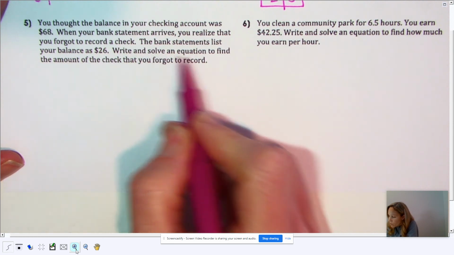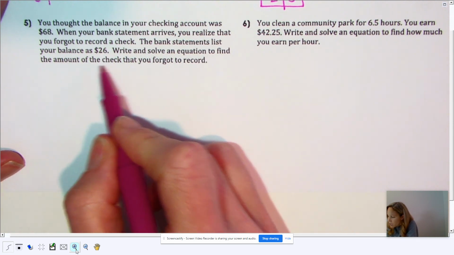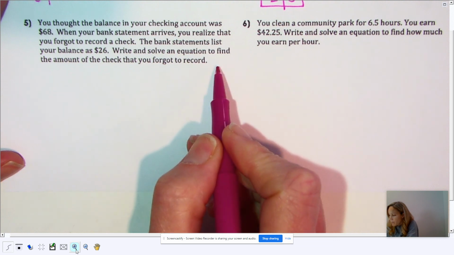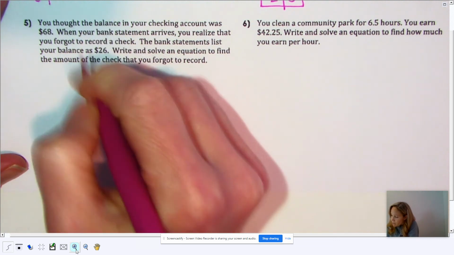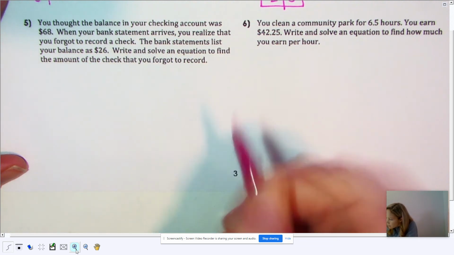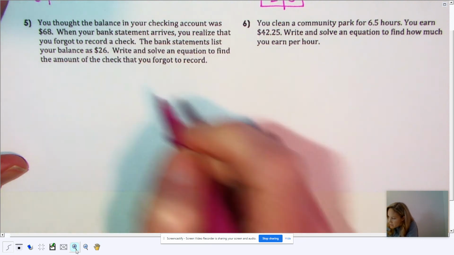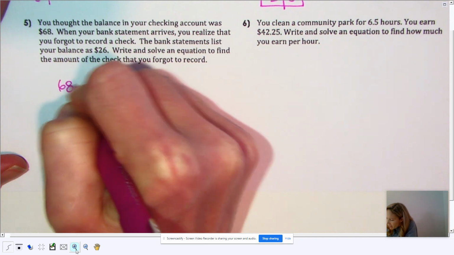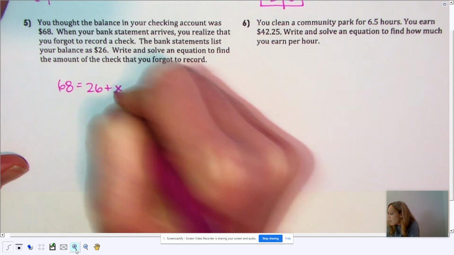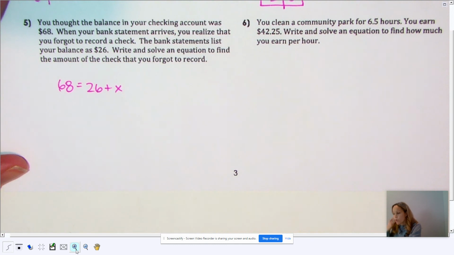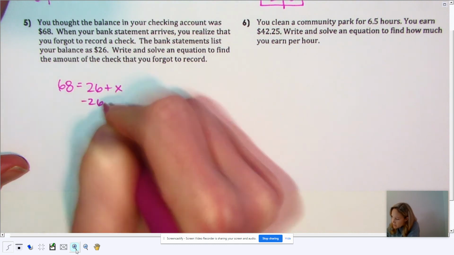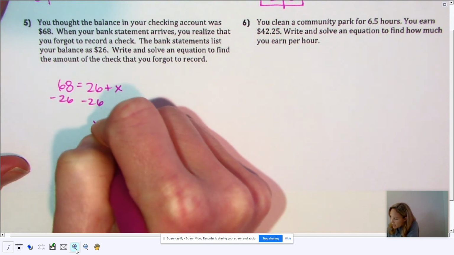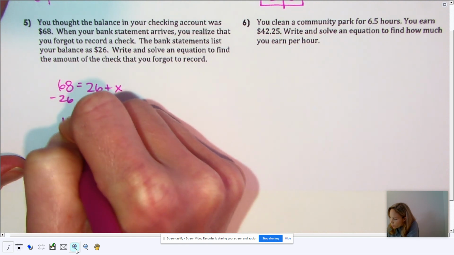Write and solve an equation to find the amount of the check that you forgot to record. Okay, so you thought it was $68, but that really is your balance of 26 plus some amount that you forgot to record. So I'm going to take away the 26 and I'm going to get x is equal to 42.